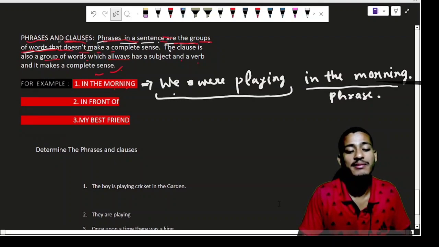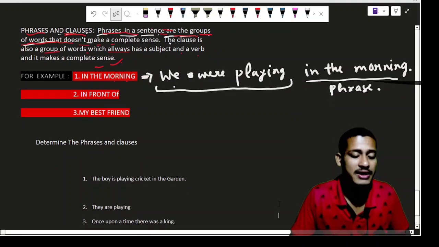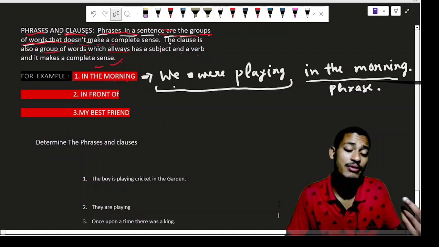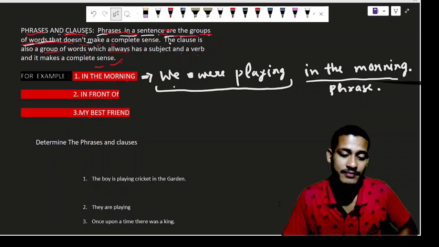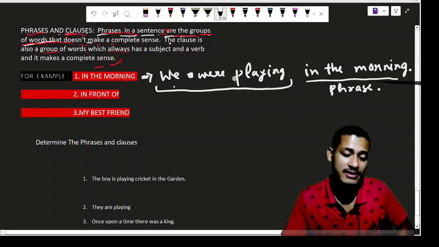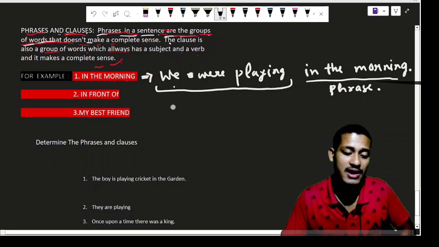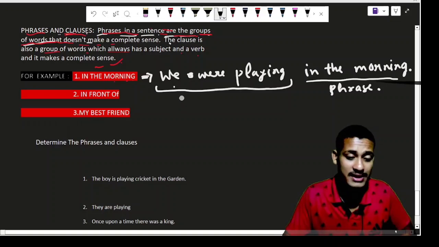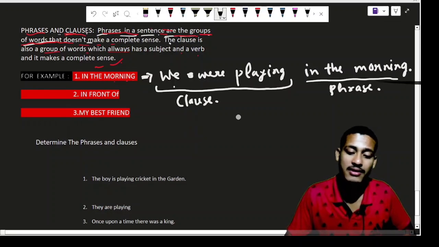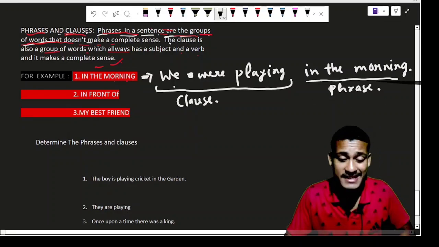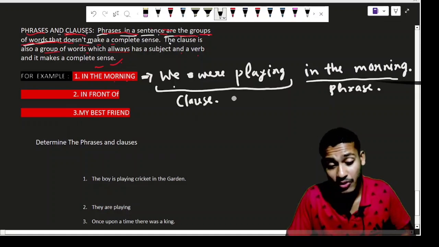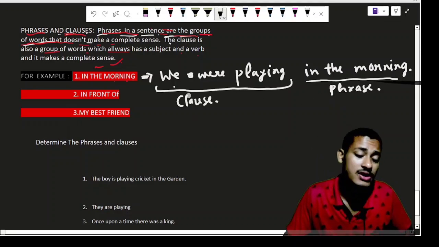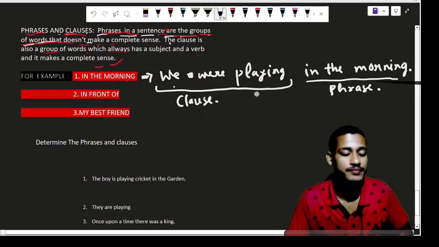We were playing. If you tell somebody we were playing, he will understand something. Complete sense है. यहाँ से यहाँ तक complete sense है. तो इसको हम क्या कह सकते हैं? This is a clause. This is a sentence which contains a phrase, in the morning, and which contains a clause. The clause is we were playing.